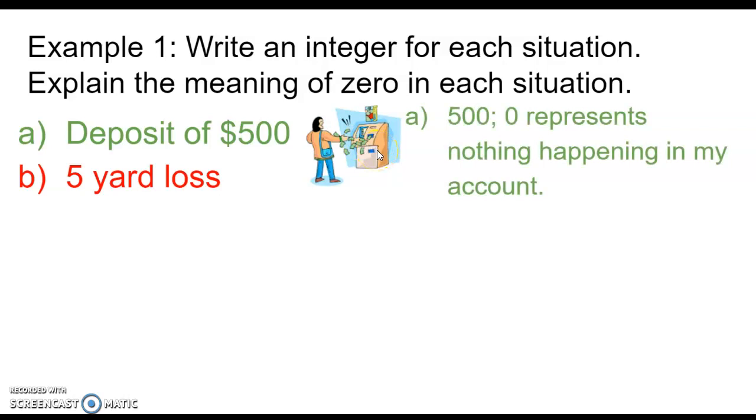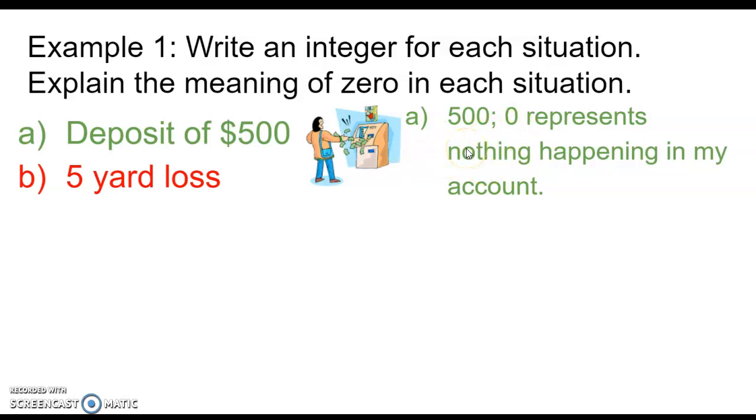So that is, as an integer, it's just 500. It's positive, right? And notice that on positive 500, I don't have to put a plus sign here. We just have to put a negative when it's negative. So 500 is how we would write a deposit of $500. And then 0 on this would represent nothing happening in my bank account, right? Your bank account wouldn't go up or down if it was at 0.